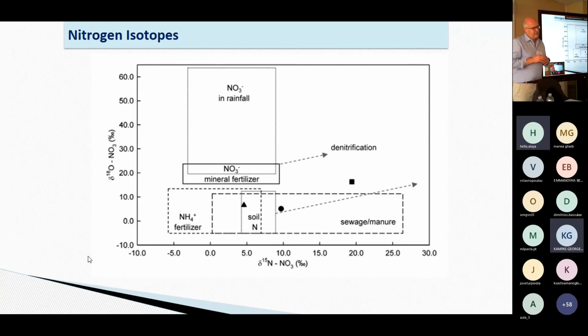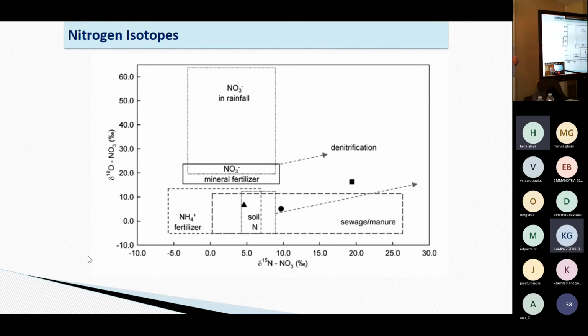It is very interesting now to look at the second dimension of this isotope, to look at the O18 values in nitrate. So the mineral fertilizer that farmers usually apply in such systems is different in terms of the O18 isotopic composition. It's a value of around 20. So you can clearly distinguish mineral fertilizer from soil N and sewage using the O18 information. And the NO3 and rainfall is again different.